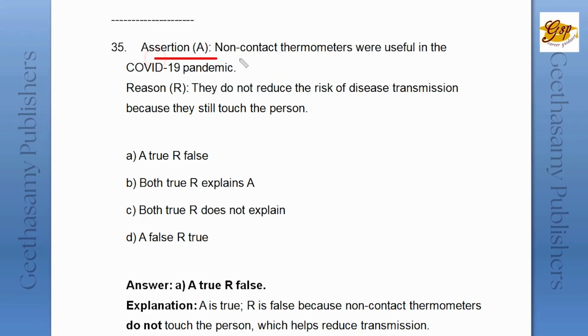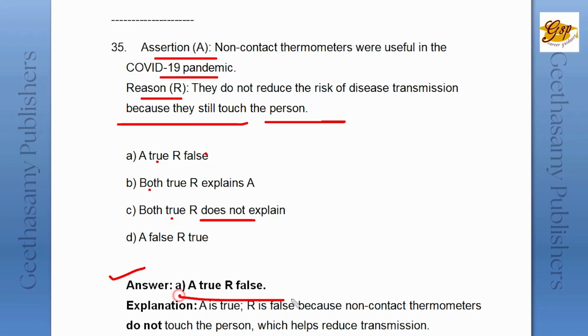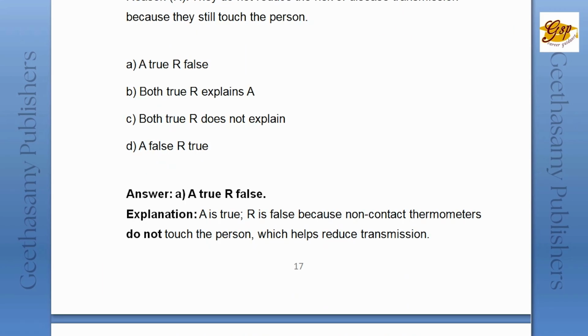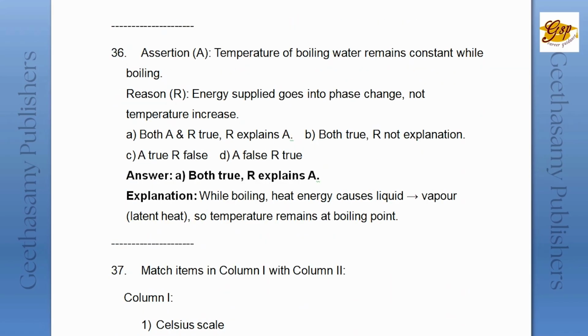35th question. Assertion: non-contact thermometers were useful in COVID-19. Reason: they do not reduce the risk of disease transmission because they are still in touch with the person. The correct answer is A true and R false. R is false because non-contact thermometers do not touch a person, which helps reduce the transmission.